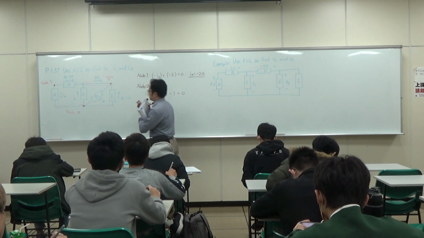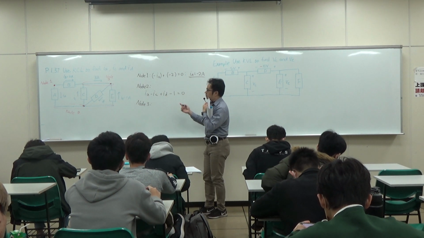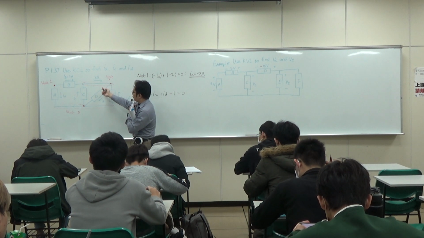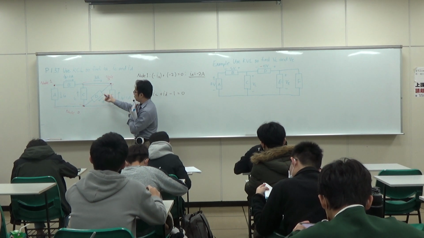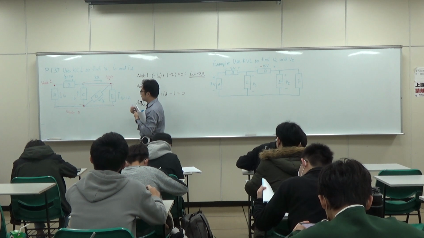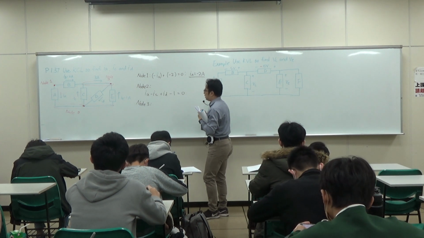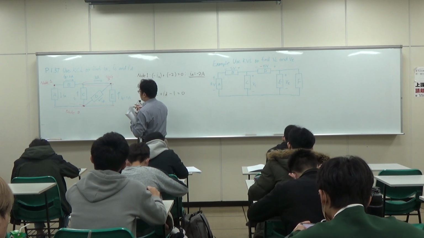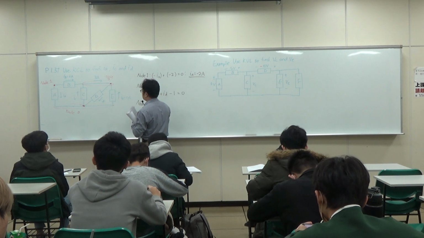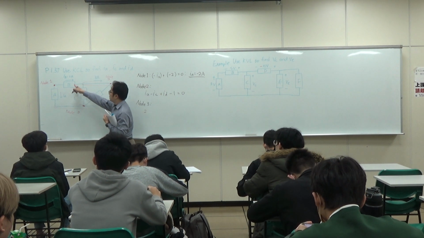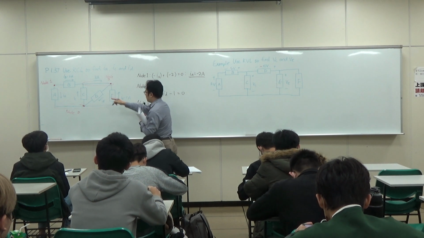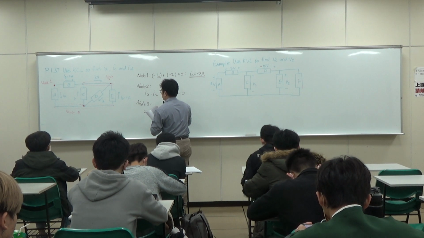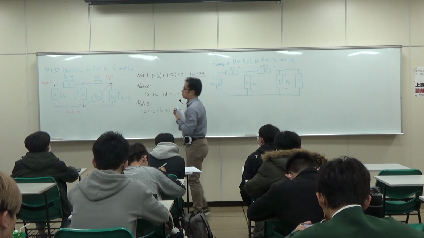So node 3, same thing, the summation of current flowing into a node equals 0. Well, actually, okay, I write the correct way. So let me write the correct way. So the correct way is 2, because IB flowing into node 3 plus IC minus IB plus 1 equals 0. Okay?